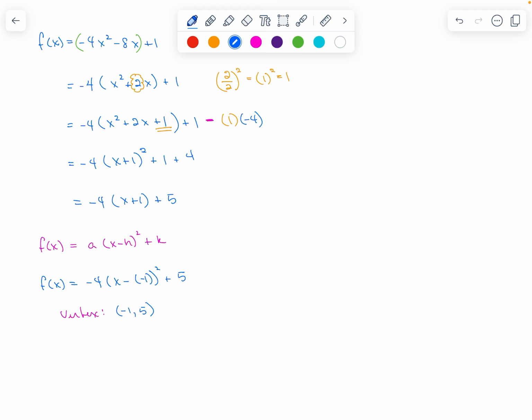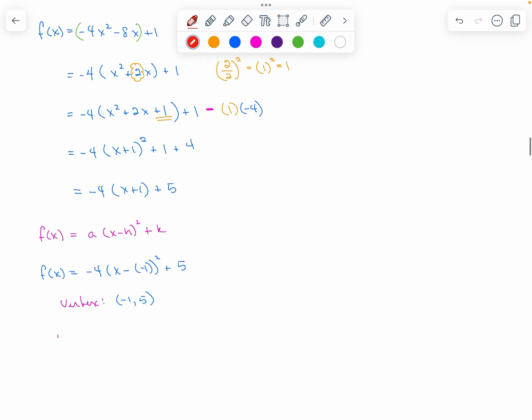So axis of symmetry. Remember, this is an equation. It's a vertical line. x equals negative 1.